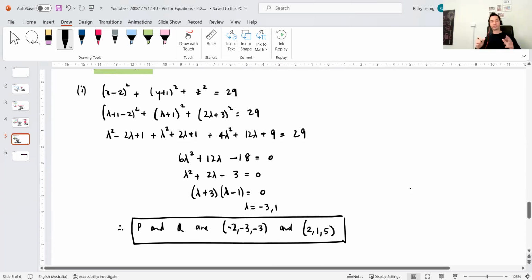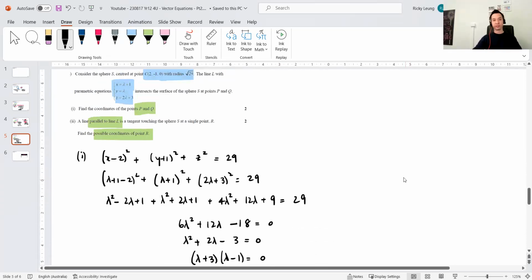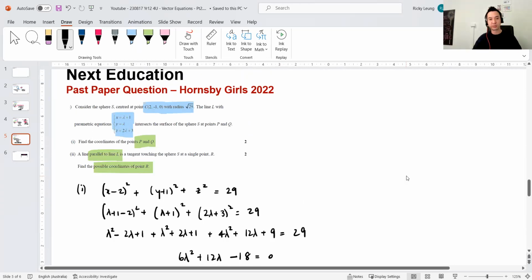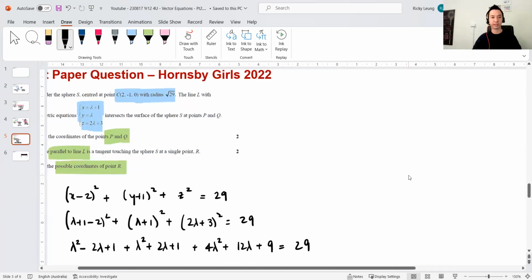All right, that was fun. Yeah, pretty easy. 2 marks there. Guys, next question. Line parallel to that is touching the sphere. Okay, now draw yourself a sphere. Let's see, right? Draw yourself a sphere.